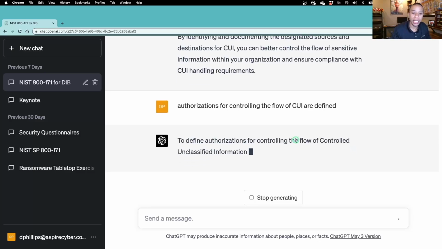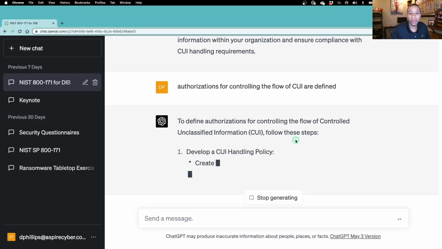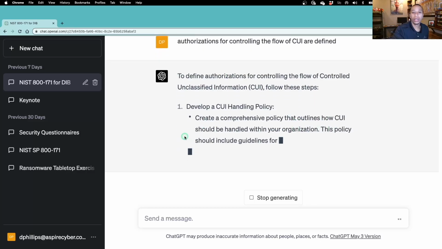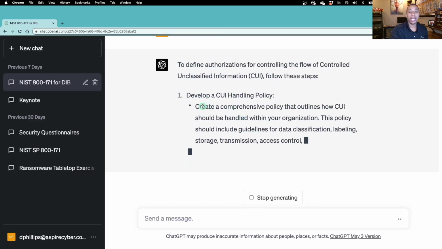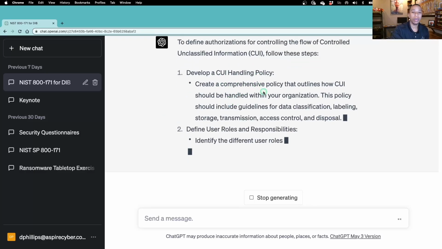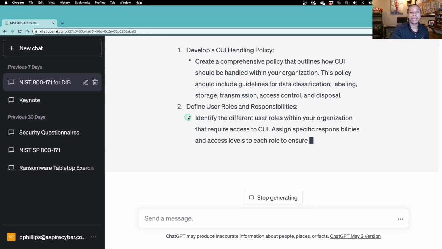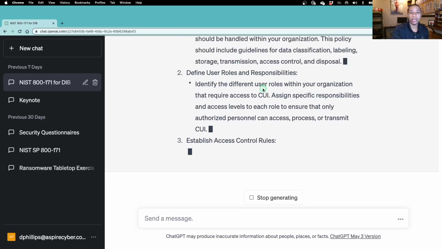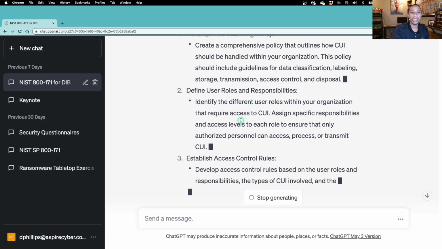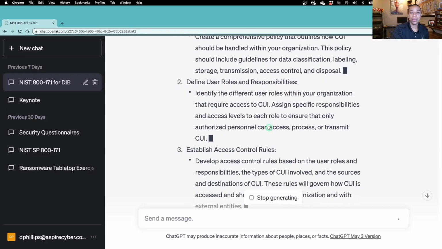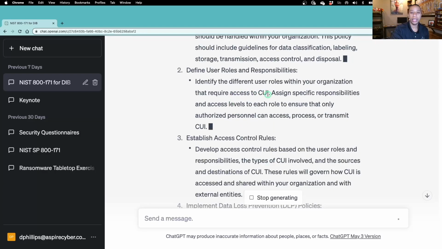Next assessment objective: authorizations for controlling the flow of CUI are defined. How do we do that, ChatGPT? Going back to that CUI handling policy. Again, whenever there's a policy, I would probe ChatGPT further. Okay, how do I create this comprehensive policy? Give me a template. Make sure we clearly define the user roles and responsibilities for those that require access to CUI. Remember, if someone doesn't have a lawful purpose for accessing CUI, then they shouldn't have access.